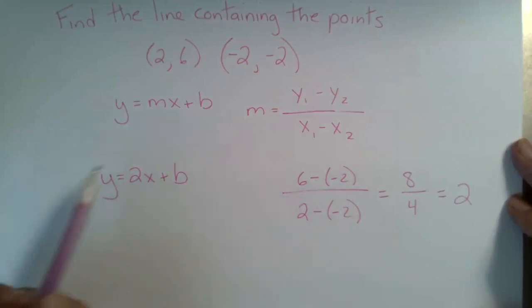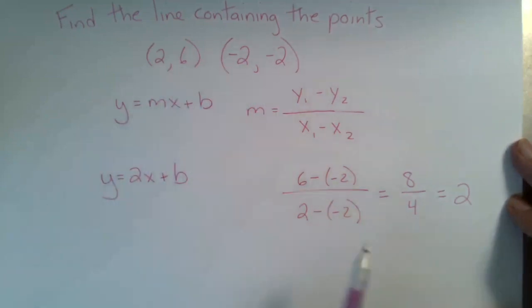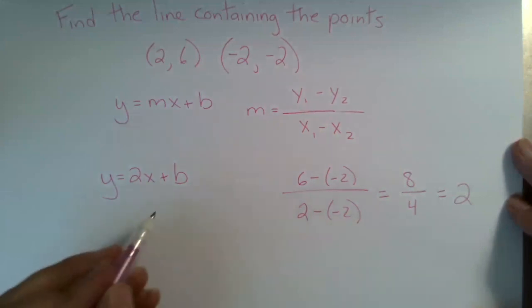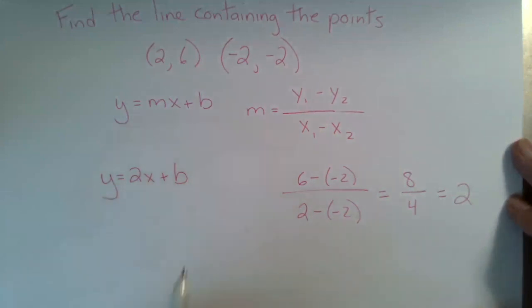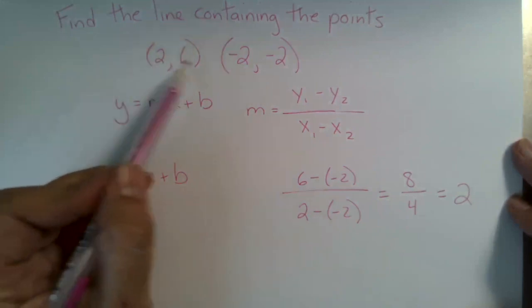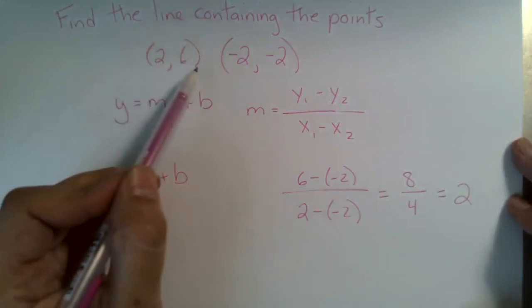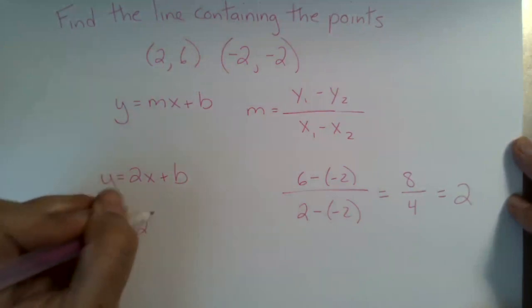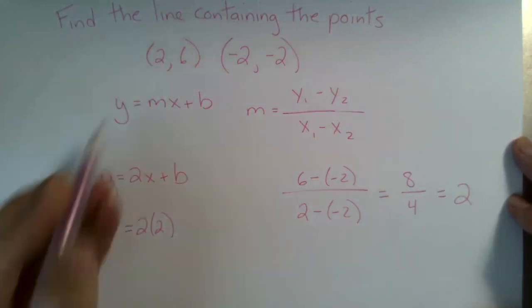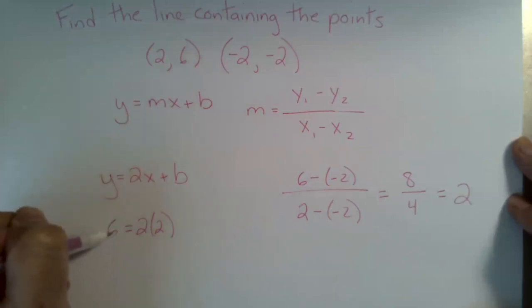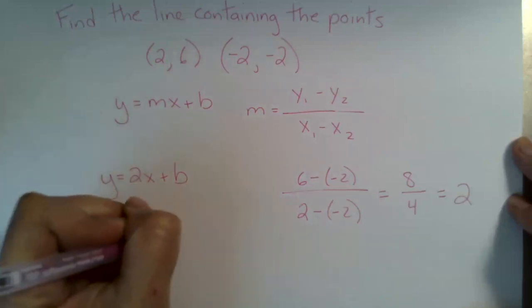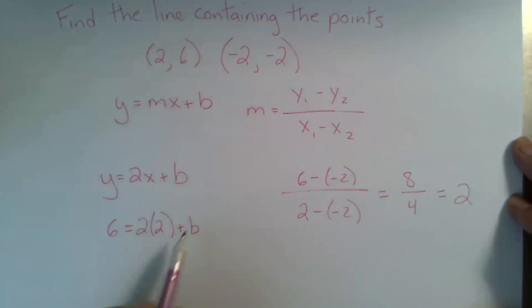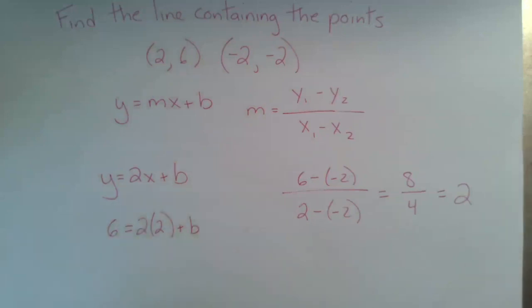Well, how am I going to do that? Right up here, I have 2 options for x's and y's. So I'm just going to plug one in and find my b. I'm going to grab my (2, 6). So that's my x, y. 2 goes in for my x, and 6 goes in for my y, and b stays b. And now I'm going to use my big fat algebra skills to solve for b.